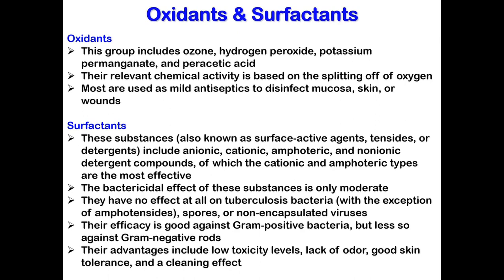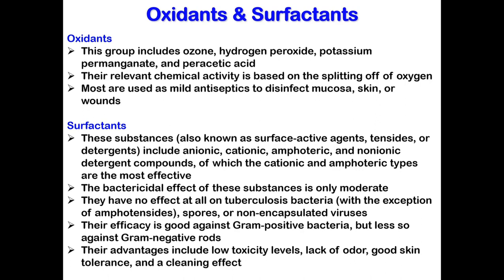So surfactants include soaps and detergents. They lower the surface tension of water to create emulsions that mechanically carry away microbes. There are different types of detergents available: anionic, cationic, amphoteric, and non-ionic. So just to remind you of those definitions, if you can't remember from chemistry.